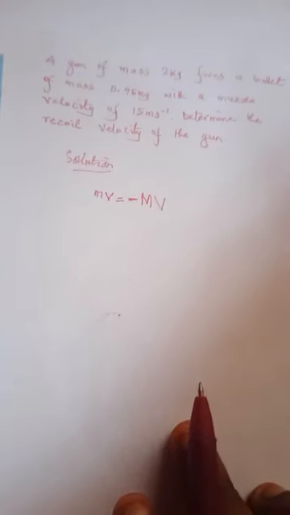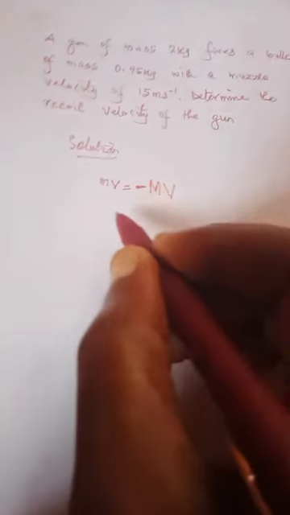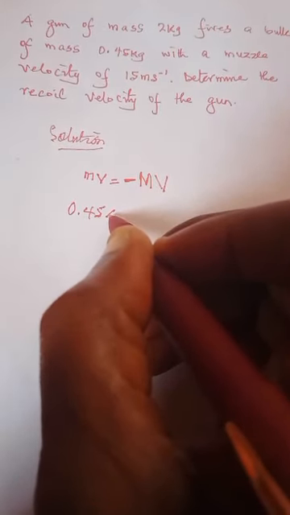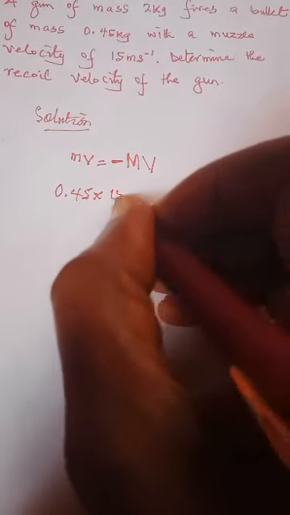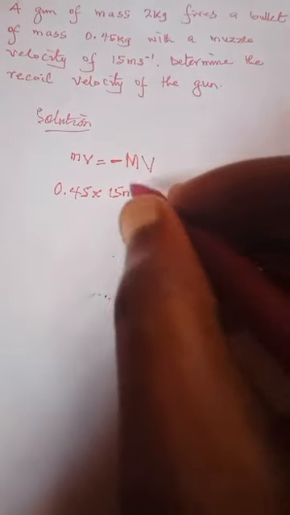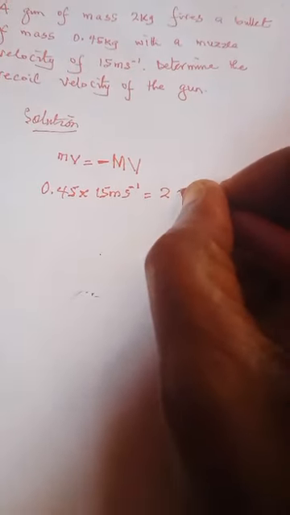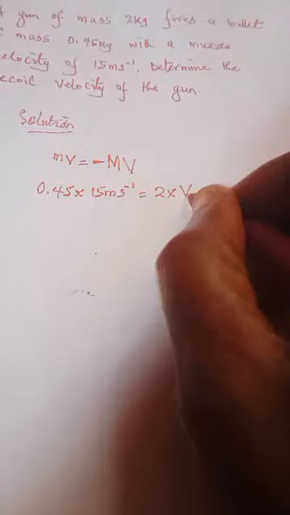Now let us substitute our values. What is the mass of the bullet? The mass of the bullet is, let us see, 0.45, times the muzzle velocity of the bullet, which is 15 meters per second. Then the mass of the gun is 2, times the recoil velocity of the gun, which is V.